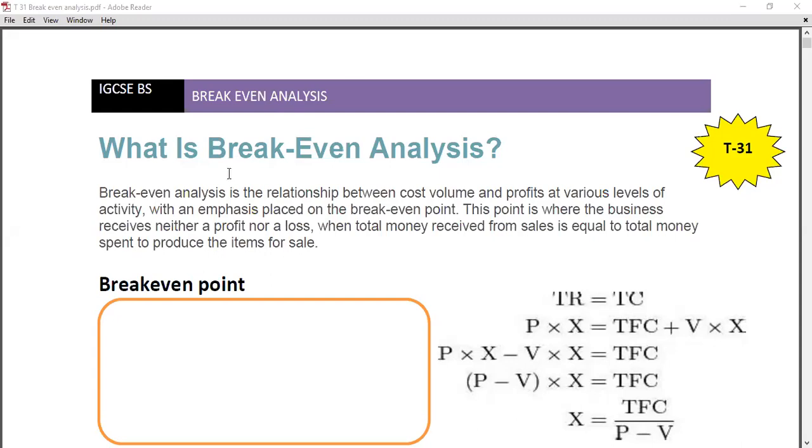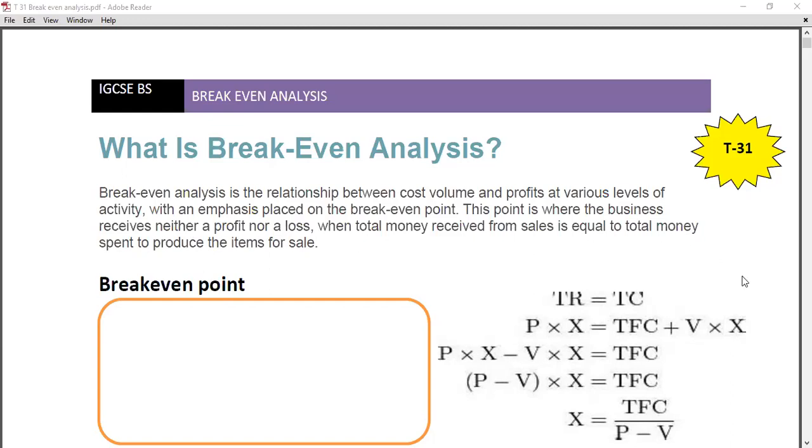Break-even analysis is the relationship between cost, volume, and profit at various levels of activity, with an emphasis on the break-even point. This point is where the business receives neither profit nor loss. There is no profit, no loss, when total money received from sales is equal to total money spent to produce the items sold.